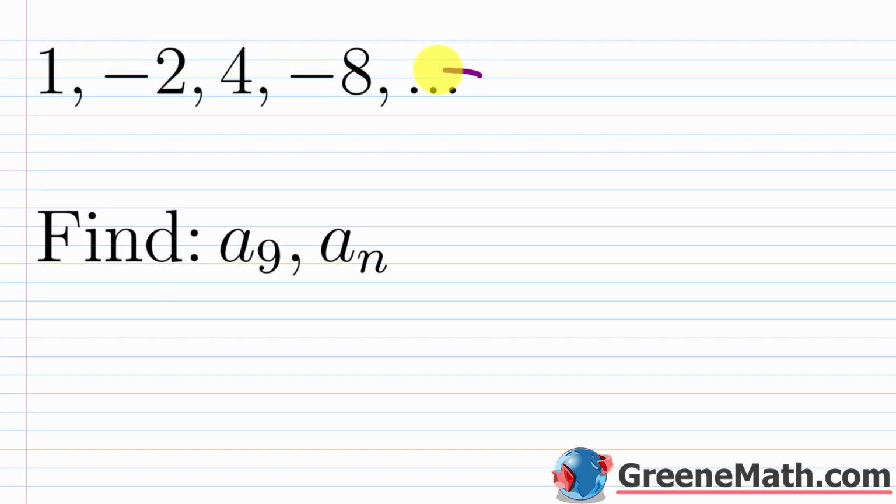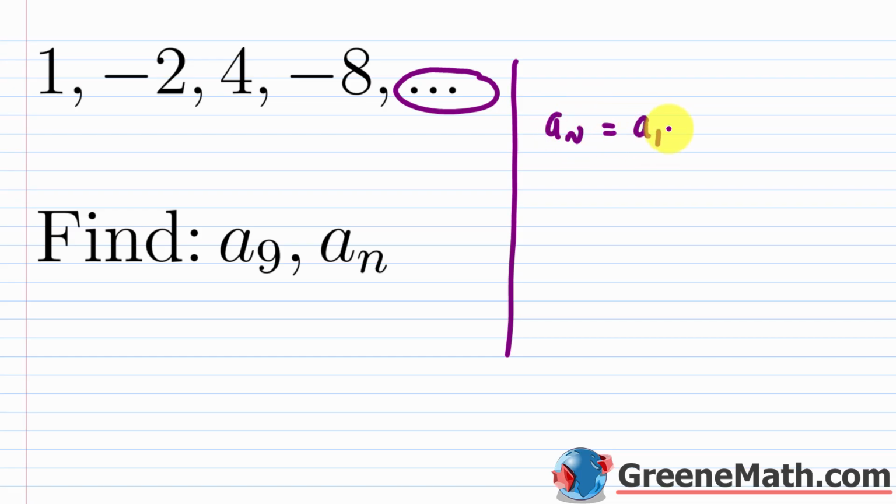And then again, we have the 3 dots to say the pattern continues forever. And we want to find a sub 9 and then a sub n. Well, again, the formula we're working with is a sub n is equal to a sub 1 times r raised to the power of n minus 1. Okay, so looking at things, do we have a sub 1? Yes, because it's just the first term. This right here is a sub 1.